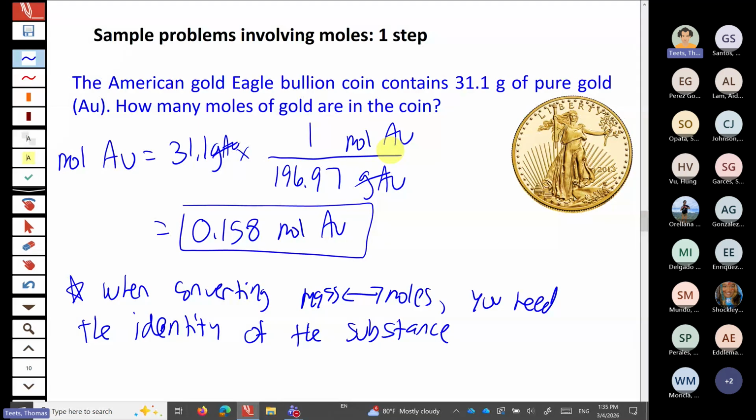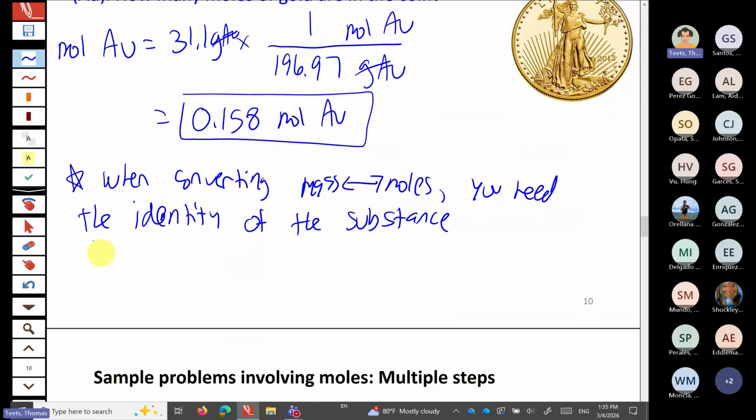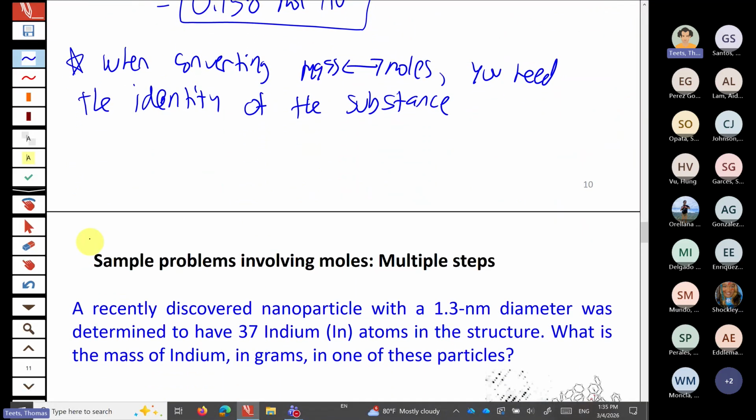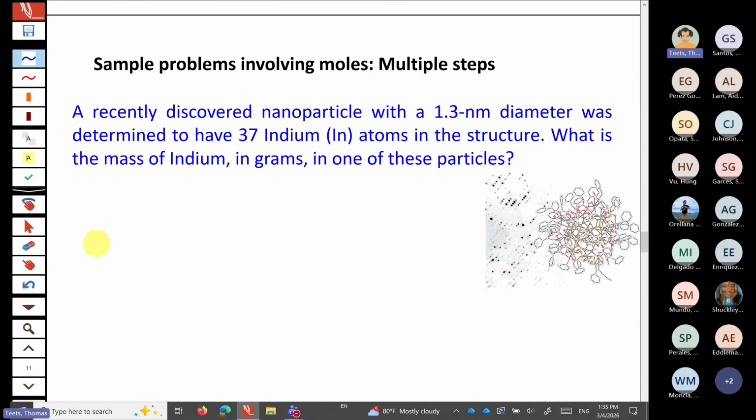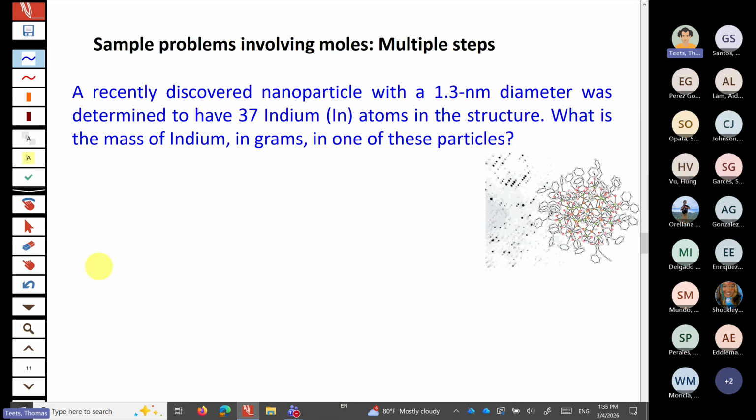So those are simple one-step conversions, but we should be aware, as is often the case in chemistry, that sometimes you have to go more than one step and piece together small bits of information. This problem is not so recent, I made it a long time ago, but it's from someone I knew back in graduate school who did this work. They discovered a nanoparticle that has a 1.3 nanometer diameter and has 37 indium atoms in the structure. What is the mass of indium in one of these particles?